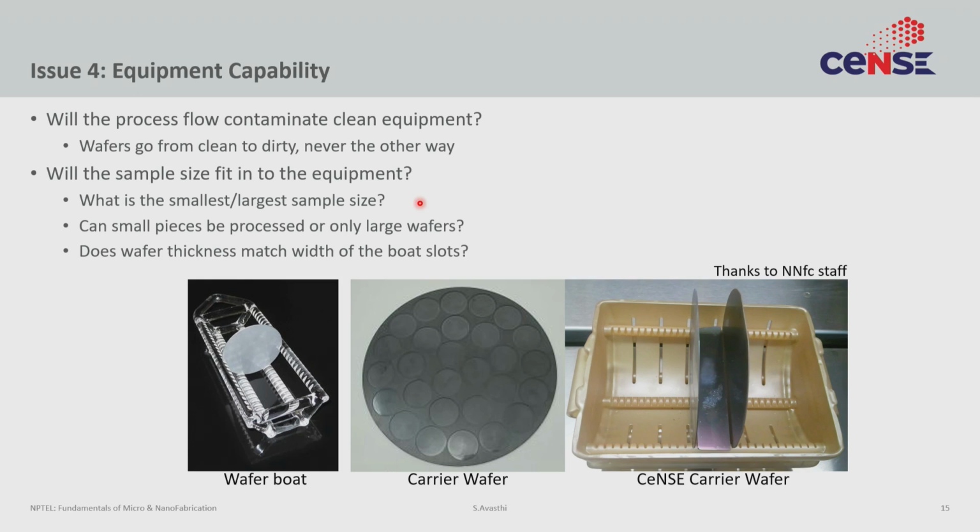Okay, here's an example. You can process full wafers, and full wafers are often loaded on these wafer boards. But you have very small samples, say 1 centimeter square. Now those 1 centimeter square samples cannot fit on this board. So what can you do?